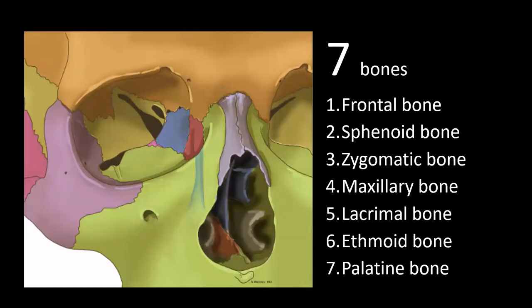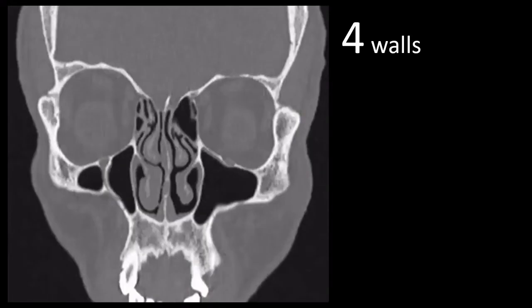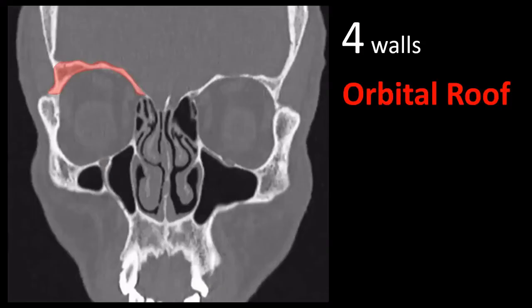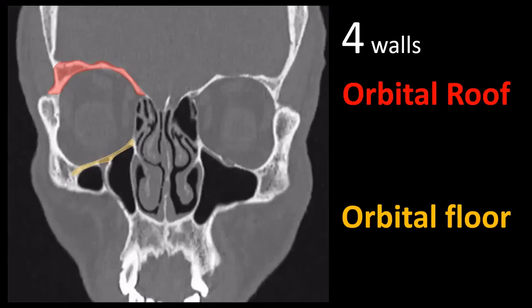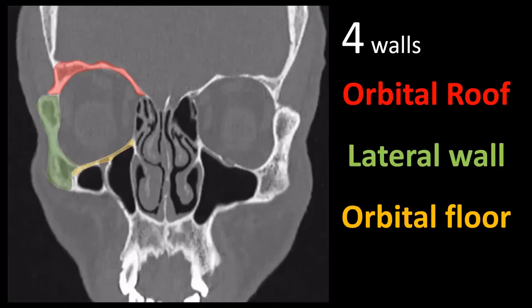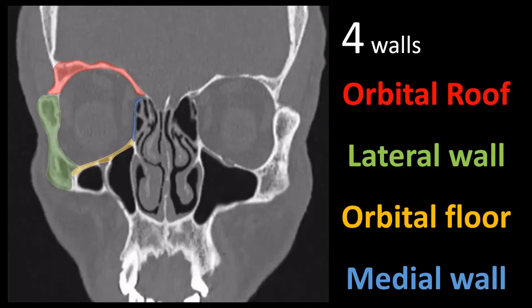The bony orbit is composed of 7 bones: the frontal bone, sphenoid bone, zygomatic bone, maxillary bone, the lacrimal bone, ethmoid bone, and a very small part of the palatine bone. I'm going to show these bones on images in a minute. The bony orbit has 4 walls. We have an orbital roof, there's an orbital floor, we have a lateral orbital wall, and a very thin medial orbital wall. What do these look like on images?